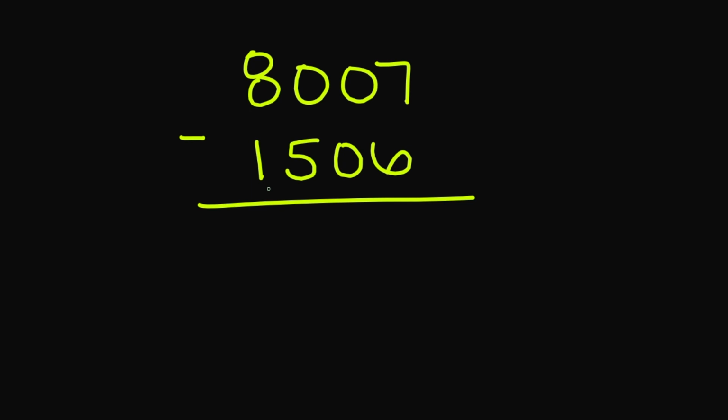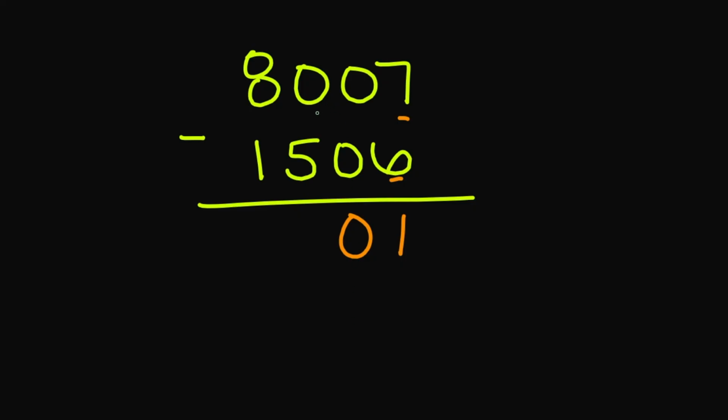All right, let's try this example here. 8,007 minus 1,506. So first we have in the ones place 7 minus 6. I can definitely subtract that. So I'm going to do 7 minus 6. That's going to be 1. Okay. Then we have 0 minus 0. That's going to give me 0. That's perfect. I can definitely subtract that.